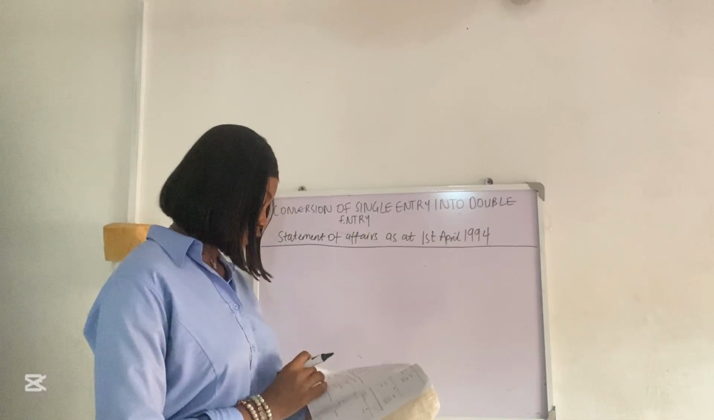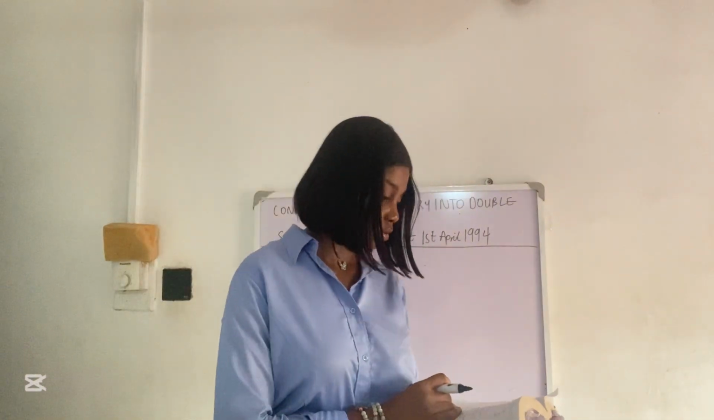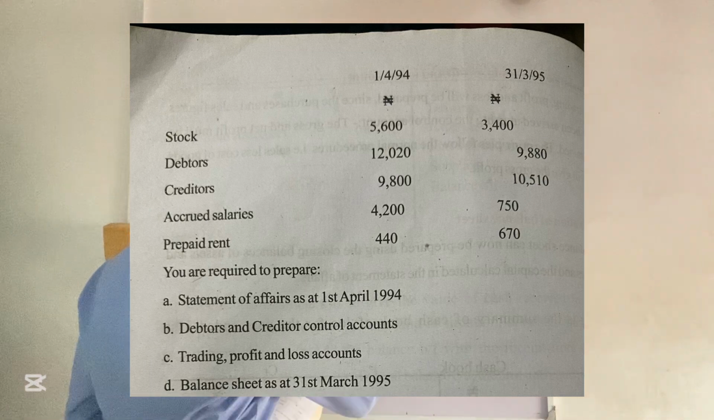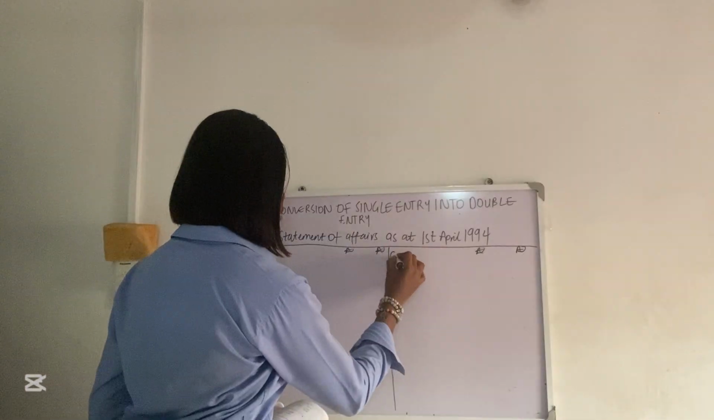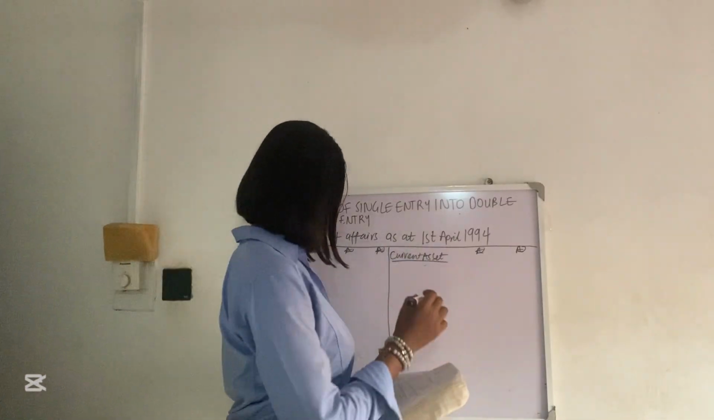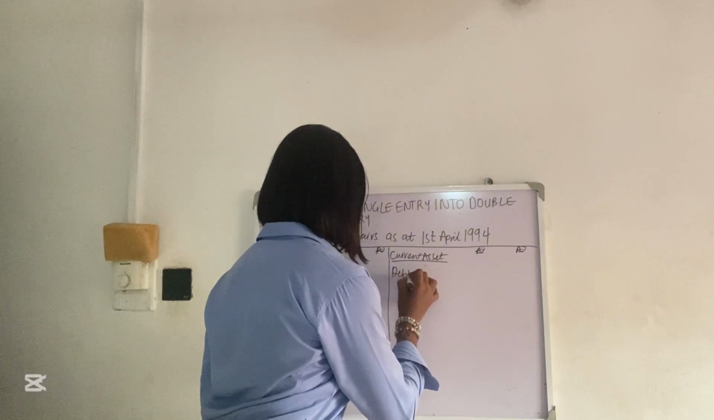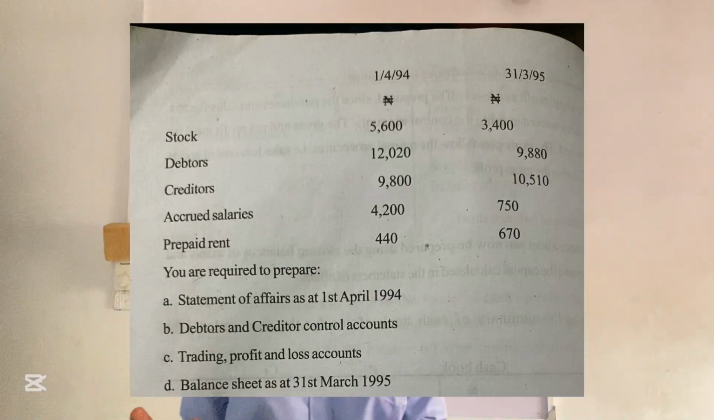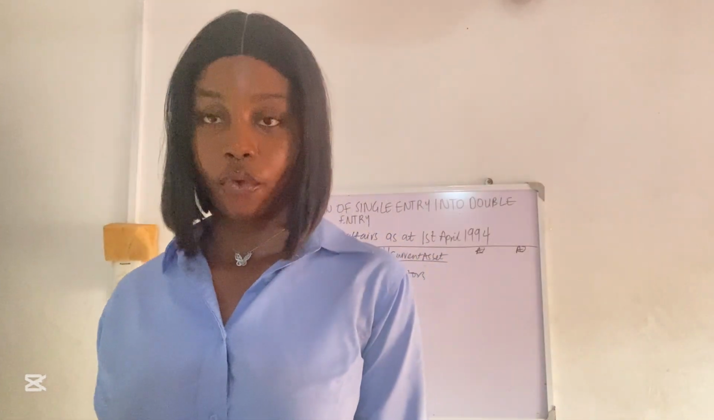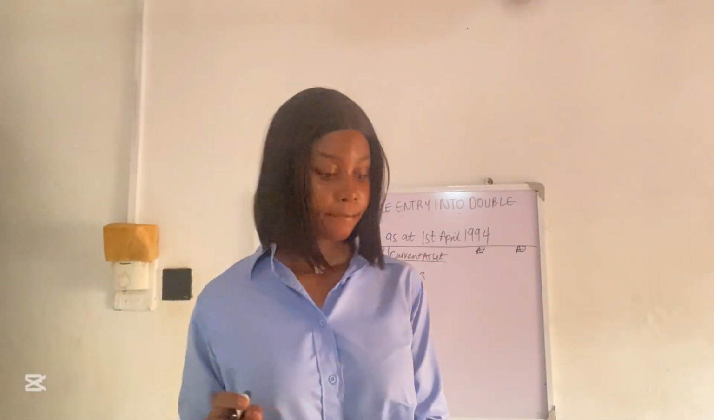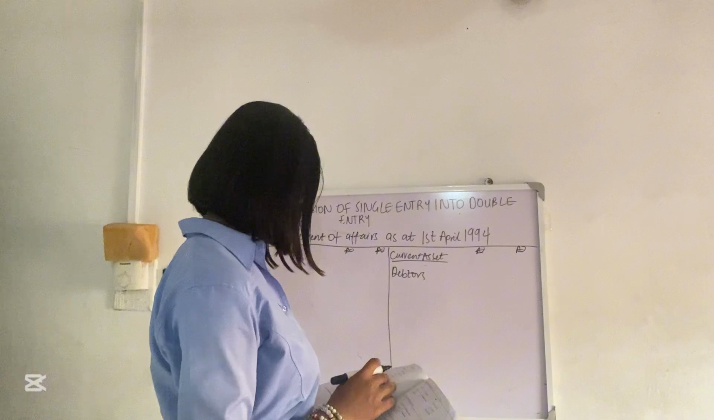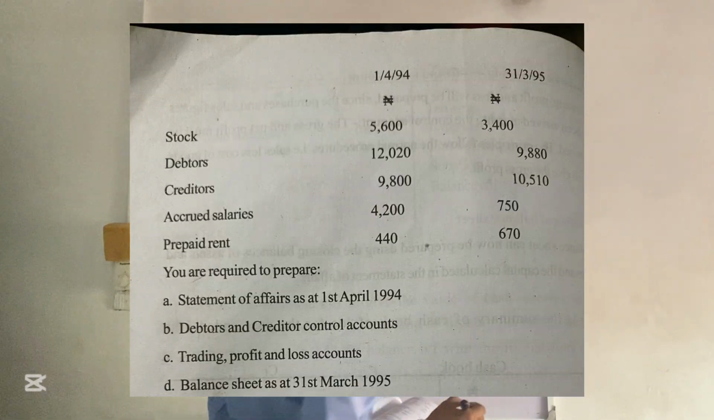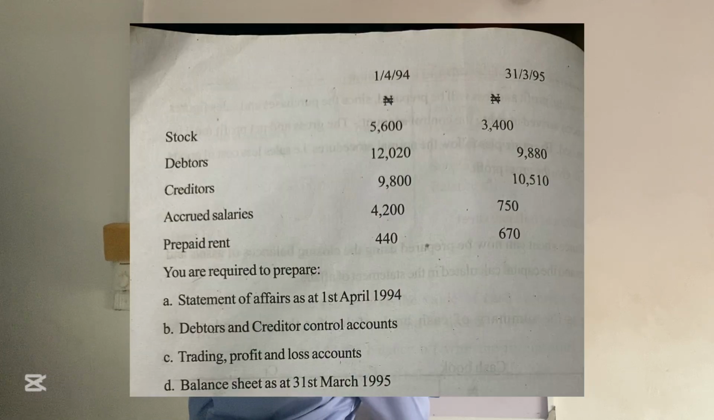I'm picking the figures from the 1,494. Current assets. So debtors. Opening balance of debtors is what? 12,000. We're looking at the opening balance, so we're focusing on the one of 1/4/94. So debtors there is 12,020. Stock is 5,600.